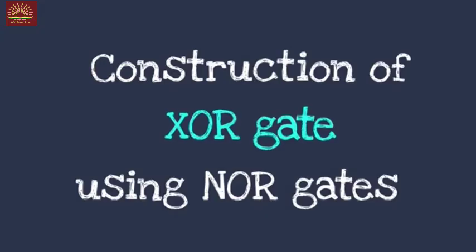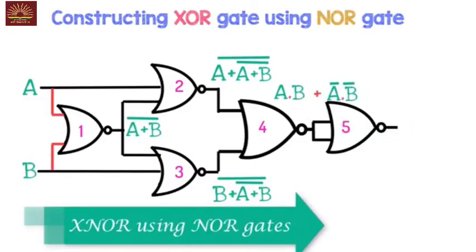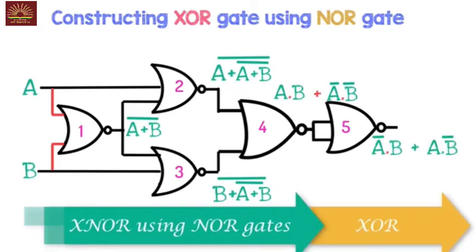The last gate is an XOR gate. It is obtained by inverting the output of an XNOR gate, that is by connecting one more NOR gate.